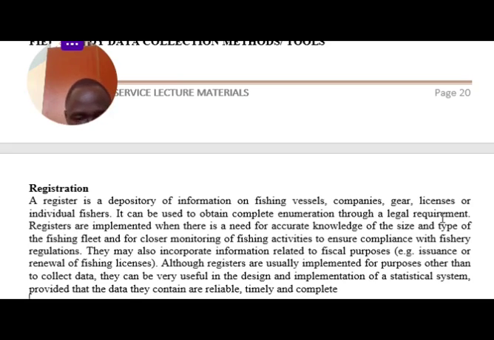With registration here, registers are most implemented where there is a need for accurate knowledge of the size and type of a fishing fleet, or for close monitoring of fishing activities, ensuring compliance with the fisheries regulations. So that one is mainly used to register. A register enables people to do things concerning a particular area in terms of what it contains, its total number of things, in terms of licenses, gears, the company itself, the fishing gears, and very many others.